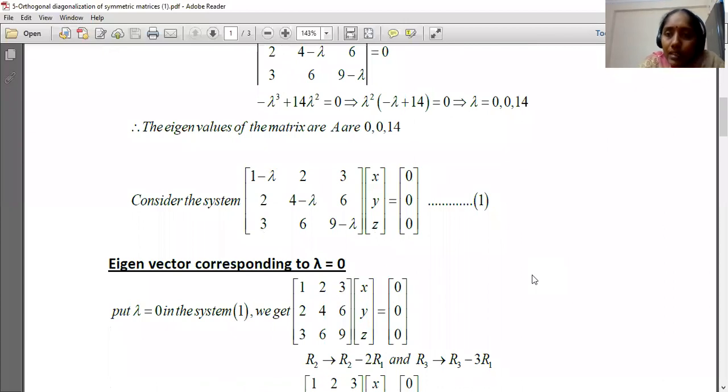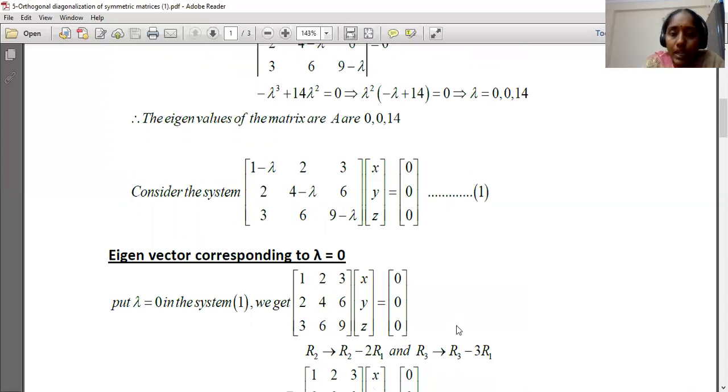So an eigenvector is nothing but the solution of the homogeneous system A minus lambda I times x is equal to 0. Now write the homogeneous system. Now find the eigenvector corresponding to lambda equal to 0. Substitute lambda equal to 0 in equation 1. Then you will get 1, 2, 3, 2, 4, 6, 3, 6, 9.